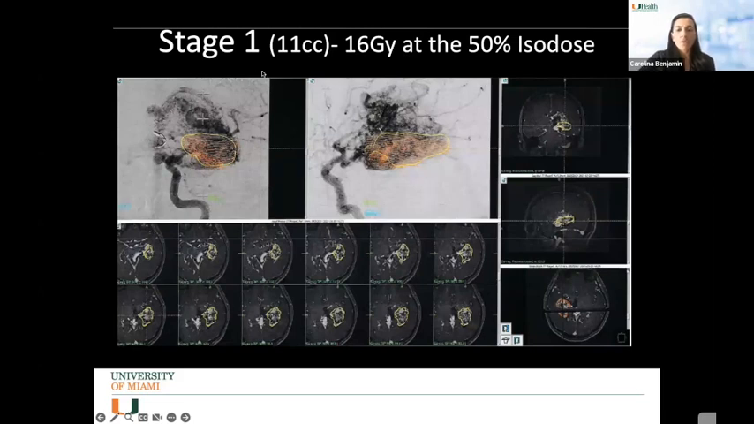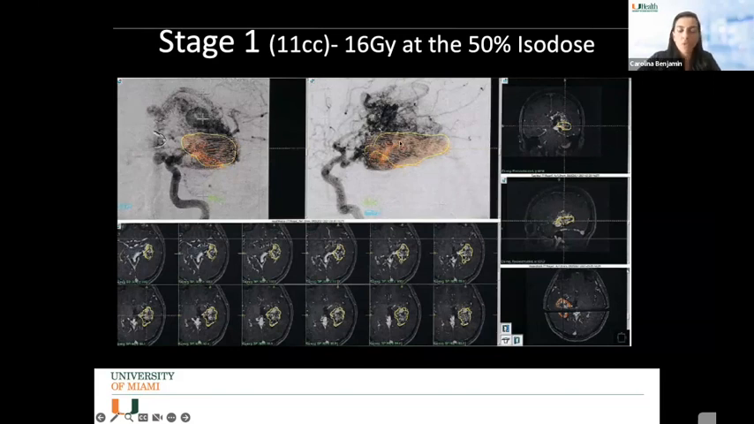This was one that you could argue could have been 3-staged as well, but the stage 1 had 11 cc's. I dropped the dose to 16, 50% isodose. This patient also, important to note, was significantly debilitated neurologically when we started the treatment. And that concerns me because that tells me that there's probably a sick brain that I'm dealing with. And that concerns me for a post-treatment hemorrhage. So I'm a little bit cautious in those patients.